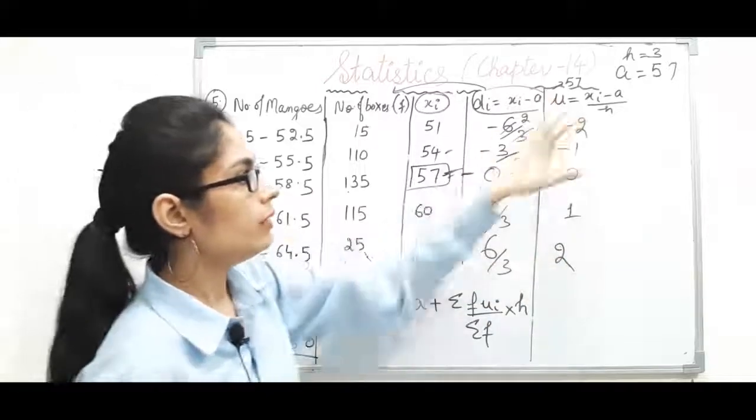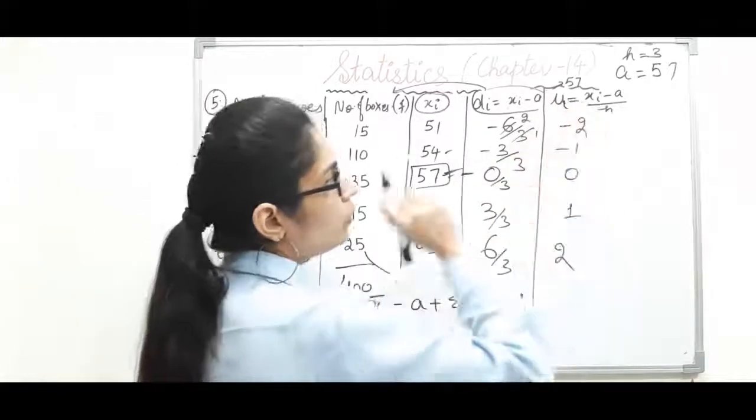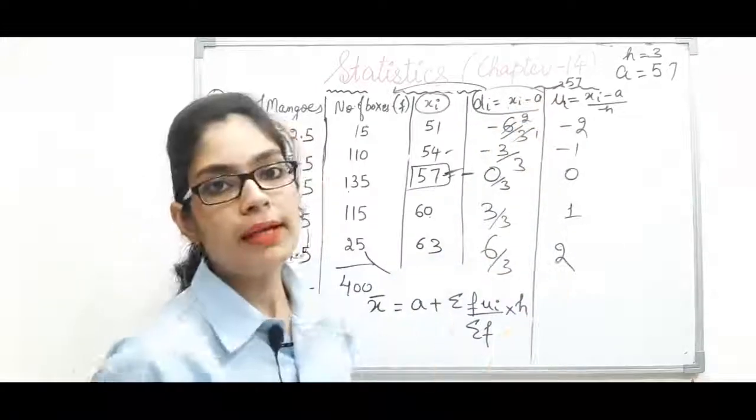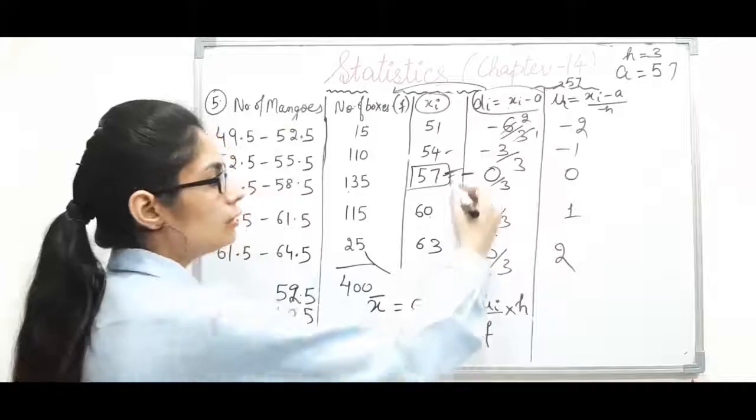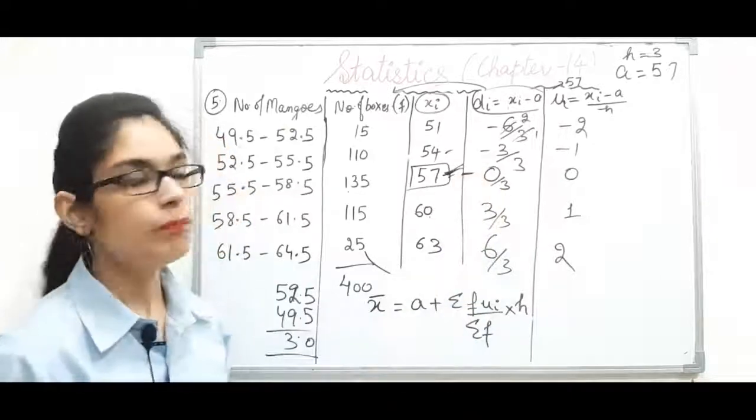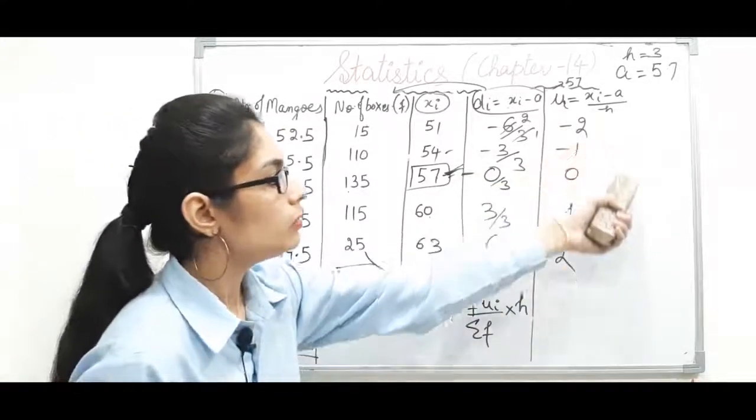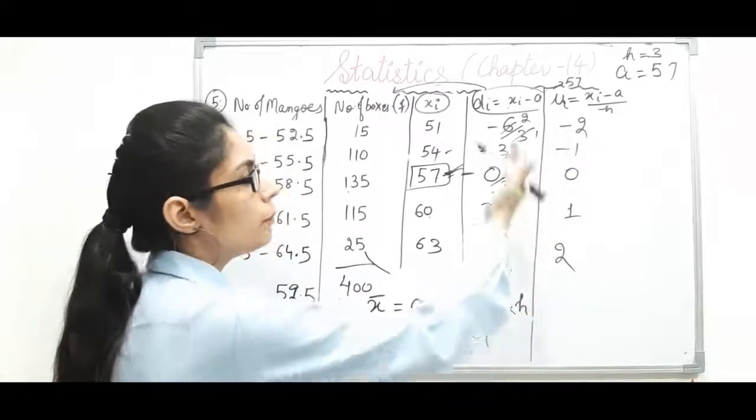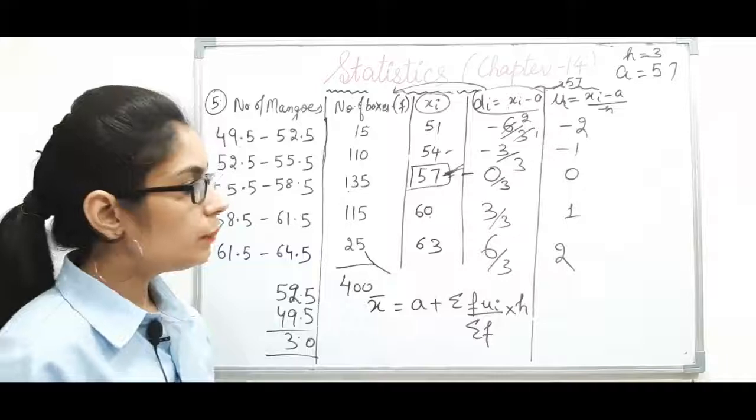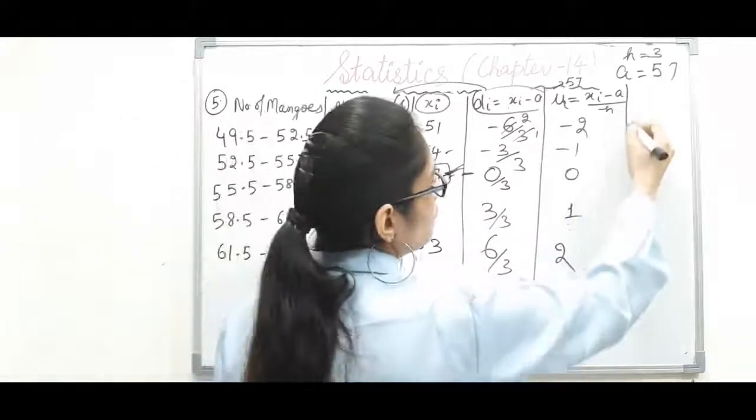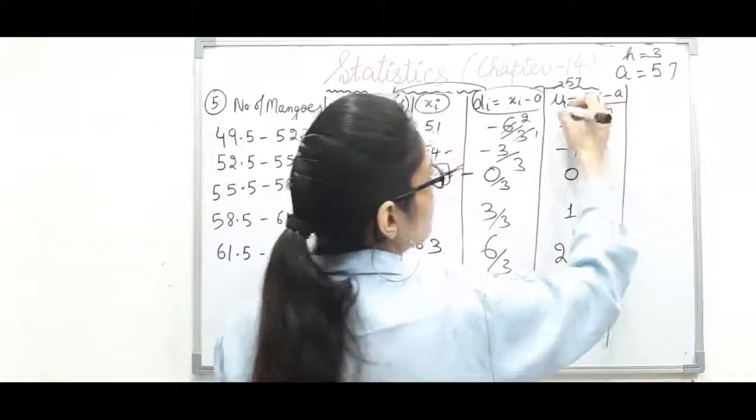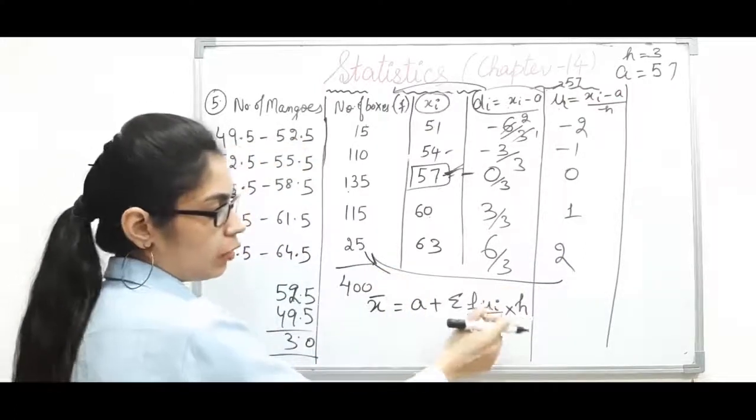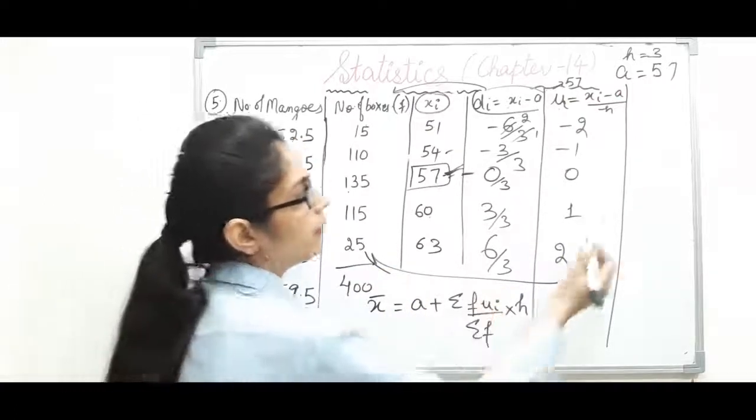So u, it is ui, you can refer, u is the difference, which is xi minus a divided by h. Everything will remain the same, assumed mean also will remain the same, only this step changes. Now you can see the numbers, they are further reduced, they have become smaller compared to the previous method also. Now the new term is this ui, now we have to multiply with the frequency, that's how we will get frequency into ui.